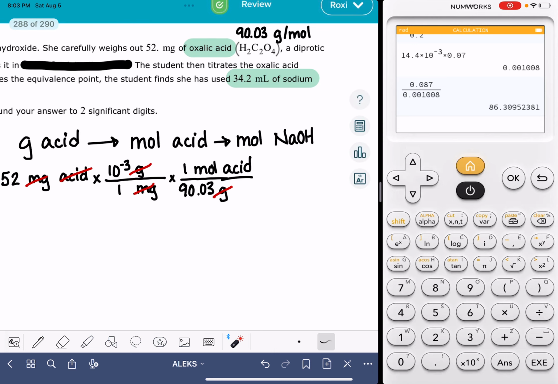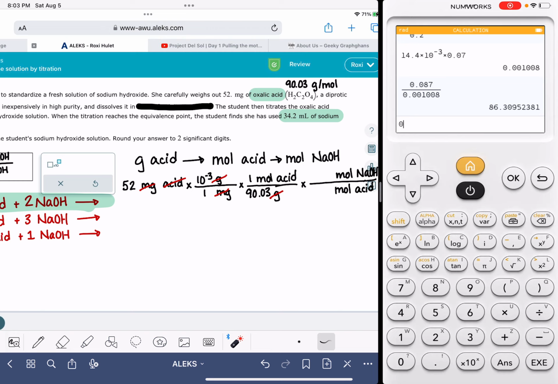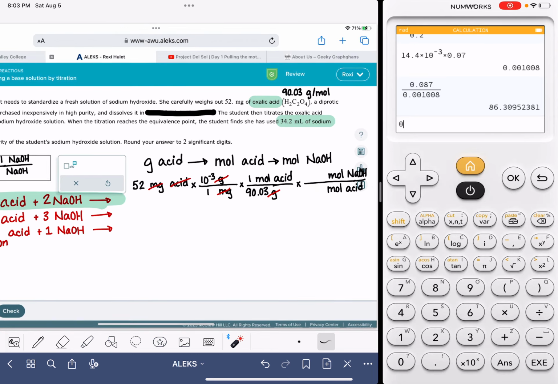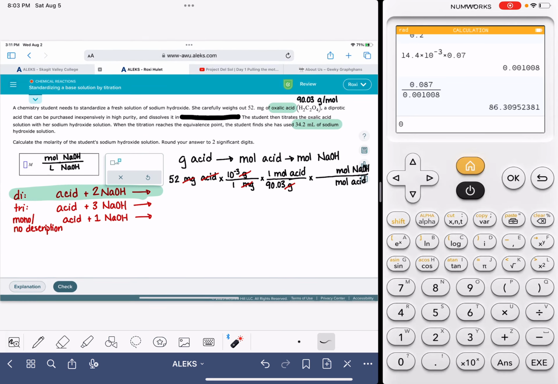And in those two steps, I've done this portion of the conversion, and now I'm ready to convert from moles of acid into moles of NaOH. I want moles of acid down on the bottom, and I want moles of NaOH up on top, and this is where we're going to go back to those equations to figure out what the conversion factor is for this particular last step. Now remember, you are choosing an equation based on if you have a diprotic acid, which I do, or if you have a triprotic, or if you have a monoprotic acid.